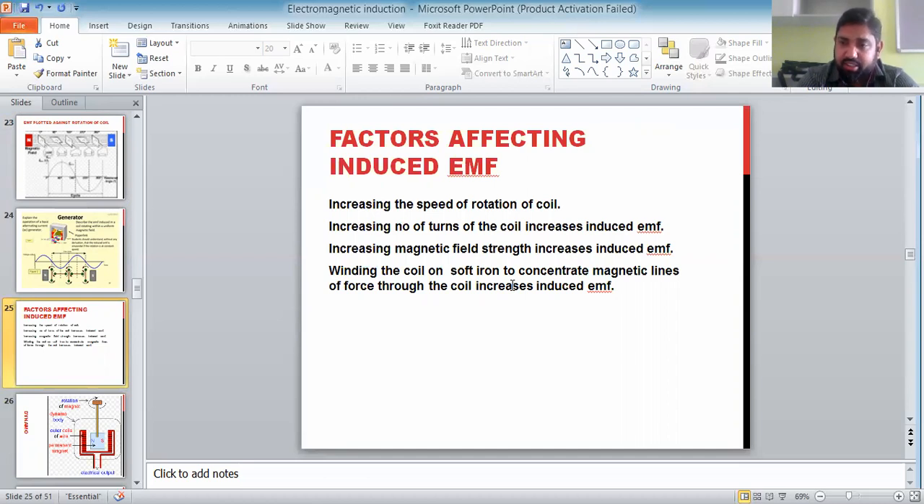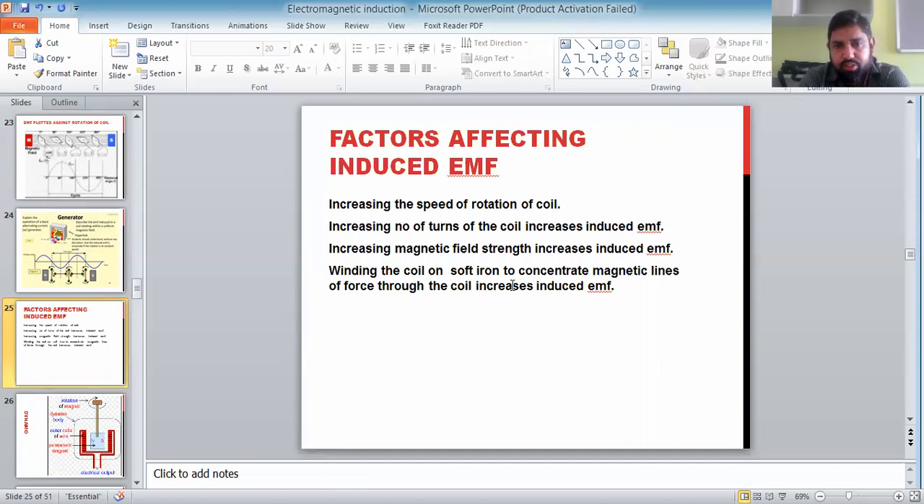If the number of turns is doubled, then induced EMF will be doubled. Third, increasing the magnetic field increases induced EMF. If magnetic field is doubled, then induced EMF will also double. And the last, winding the coil on a soft iron core will concentrate magnetic field lines of force through the coil. So that gives a stronger magnetic field. So induced EMF will increase in this case.